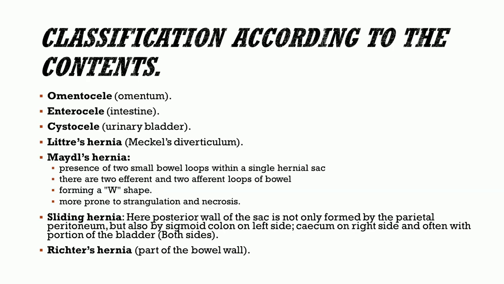Sliding hernia, here posterior wall of the sac is not only formed by the parietal peritoneum, but also by sigmoid colon on left side, cecum on right side and often with portion of the bladder, both sides. Richter's hernia contains part of the bowel wall.